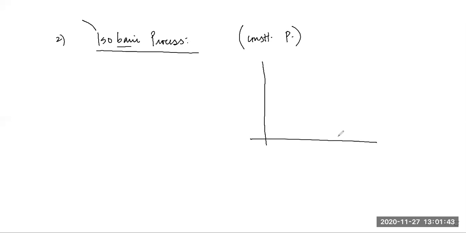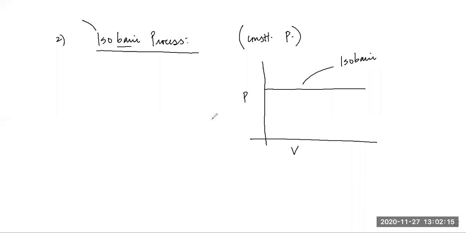If it is a constant pressure process, can any student tell me how I will represent it on the PV diagram? Can anyone answer? Very simple. Pressure is constant. A straight line, beautiful, parallel to the x-axis is a representative of isobaric process. All right.